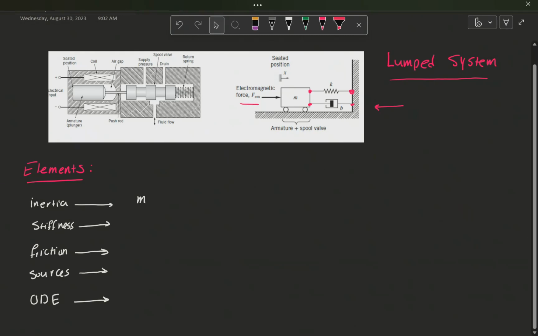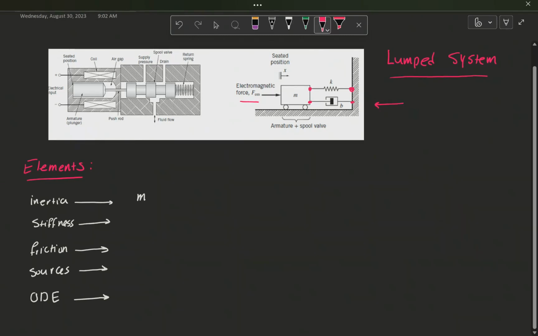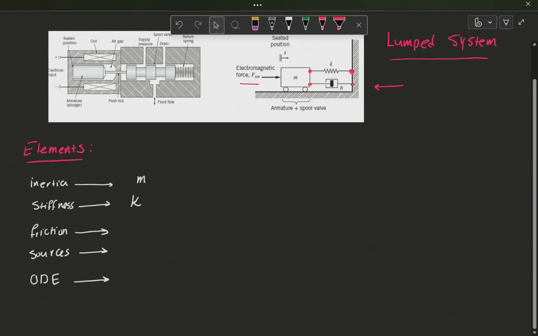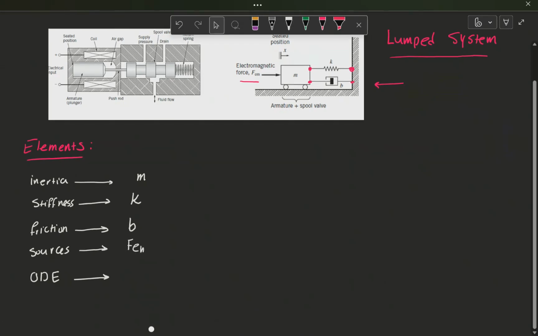My stiffness elements in mechanical translation systems are the springs. If you look at this, I have only one spring. My friction elements in mechanical translation are my dashpots or the dampers. I have only one damper here. The source to this system is an external force, which I modeled as F electromagnetic.